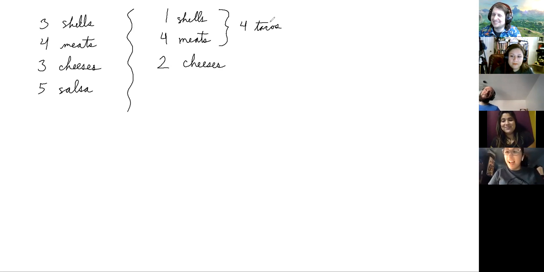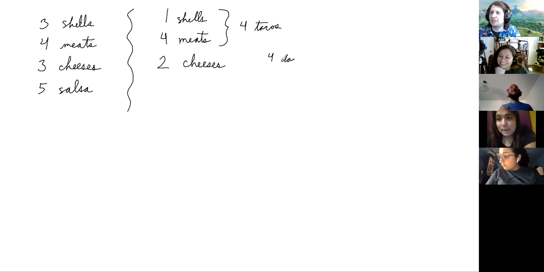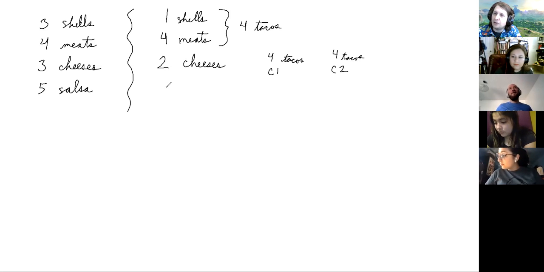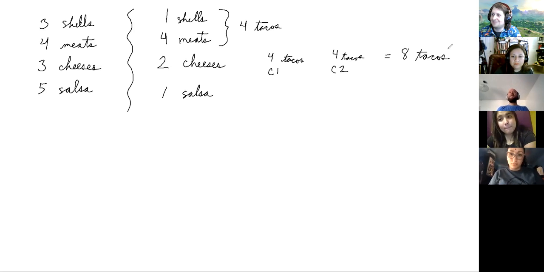Thank you. You're welcome. Okay, right, because you're going to have 4 tacos with cheese 1, and 4 tacos with cheese 2, right? Yeah. If I add 1 type of salsa, which equals 8, right? 8 tacos. So if I add 1 type of salsa, now how many kinds of tacos can I make? 8. Yeah, it's 8.